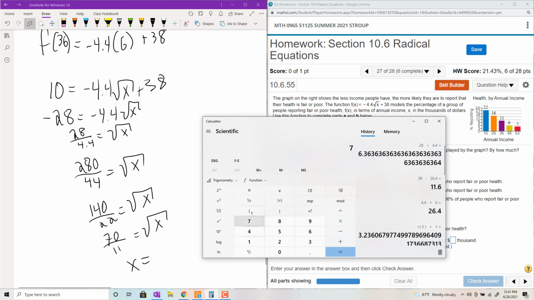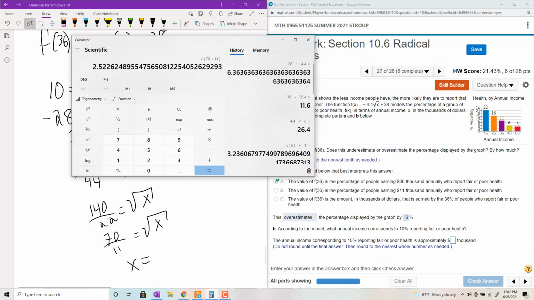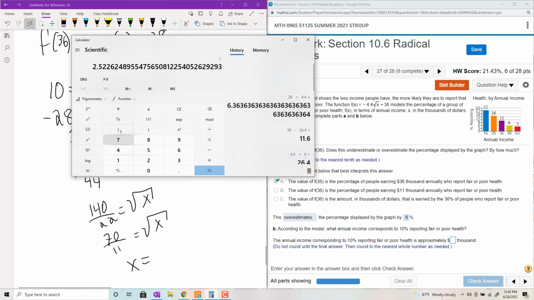Okay, so parentheses 70 divided by 11, and we need the square root of that thing. So 2.5-ish. Did I square it? Oh, I square rooted it. I meant to square it. 70 divided by 11 squared is 40.49, so it's approximately, rounding to a whole number, 40. So $40,000.